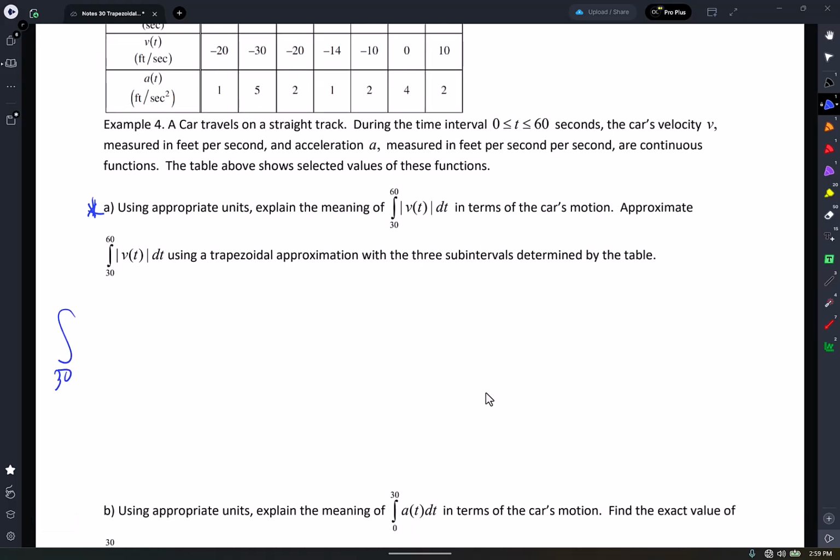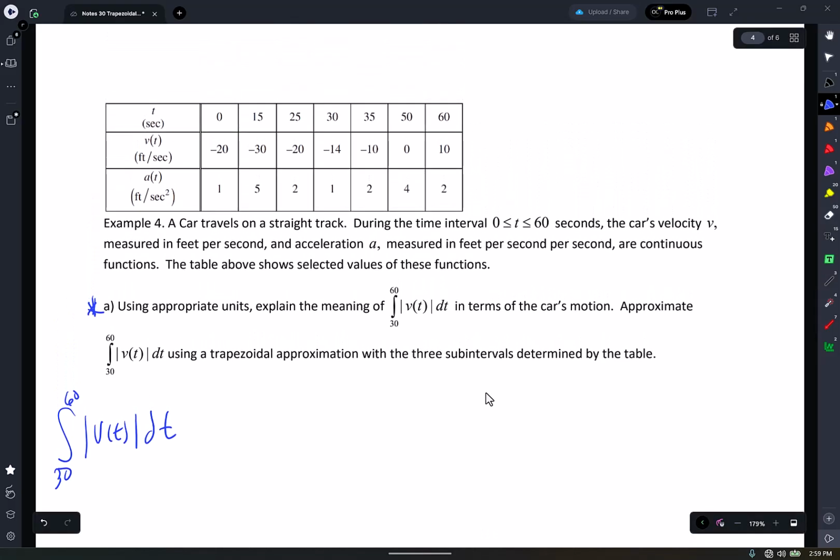Integral 30 to 60 of the absolute value of v of t dt. Remember that this just means area under the curve. I go to the 30. I'm going to put an absolute value on the 14, absolute value on the 10. I guess the 0 doesn't need an absolute value, and the 10 doesn't need an absolute value, but I'm putting them there.